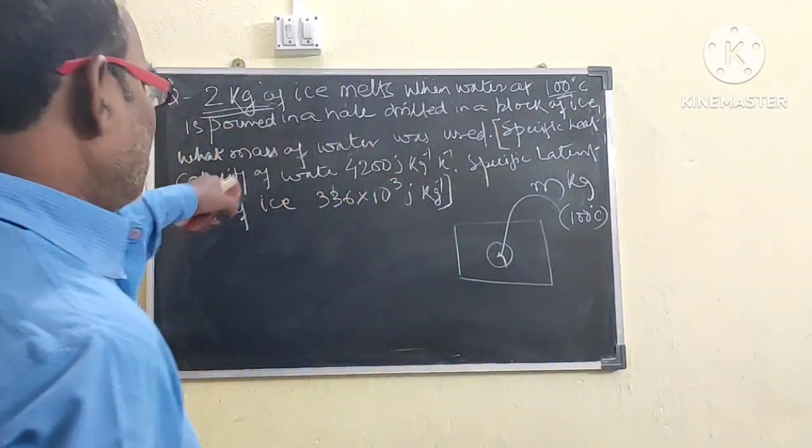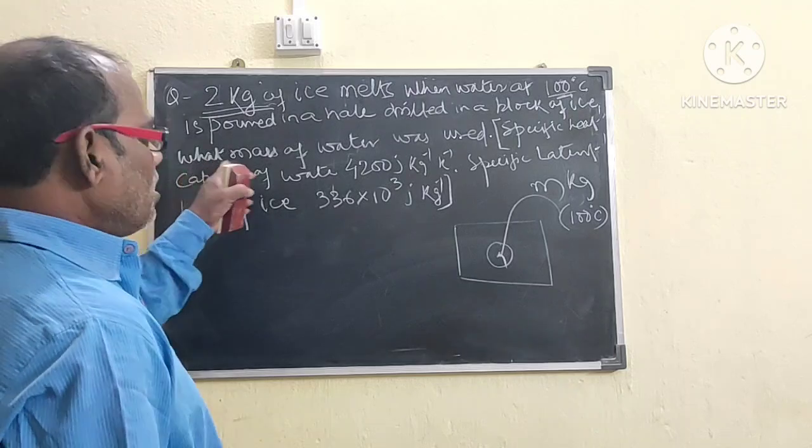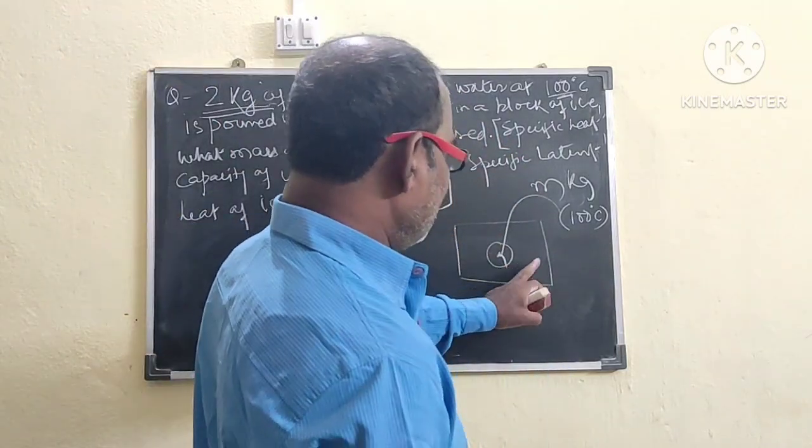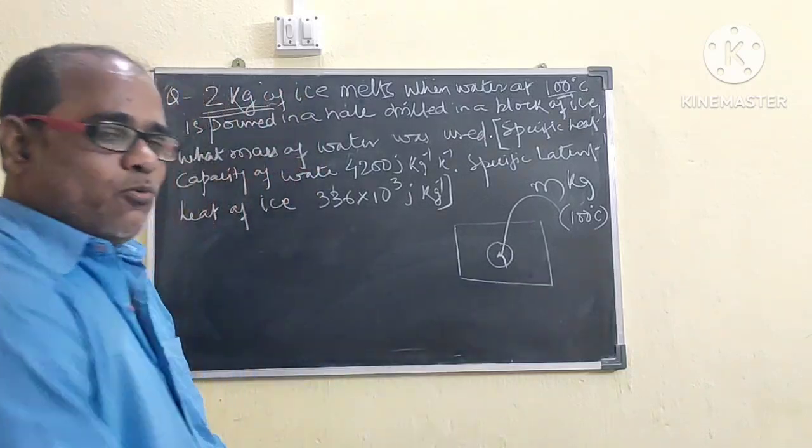Now what happens here? What are they asking you? They are asking you what mass of water was used to completely melt this ice. That means what?